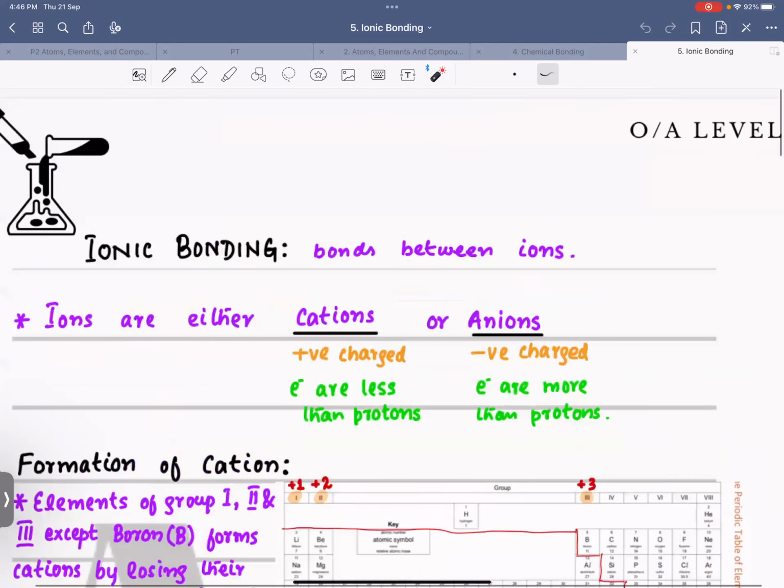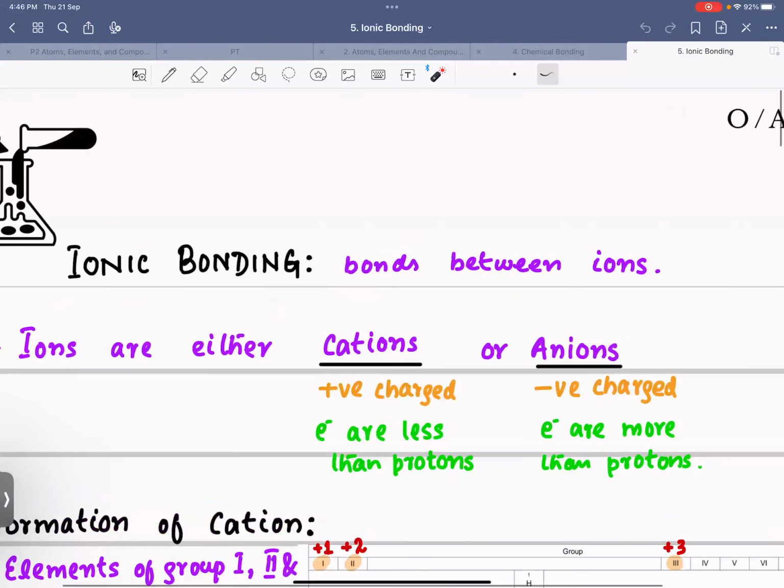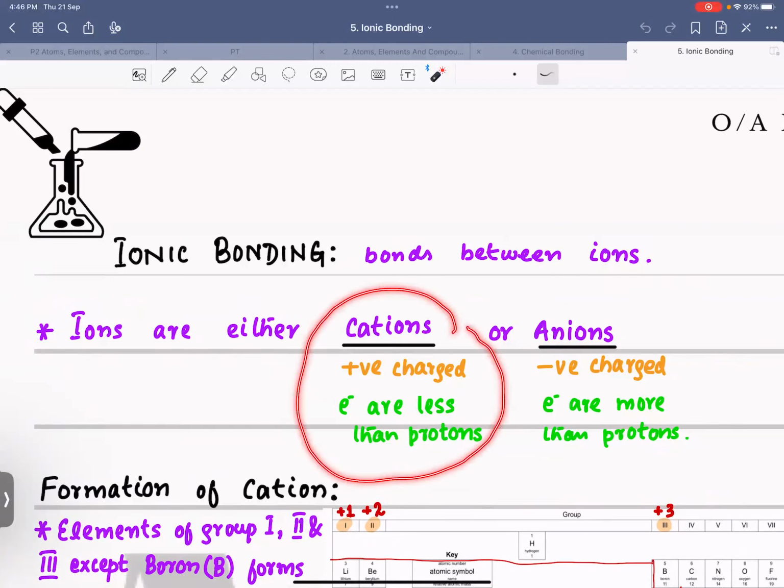So, ionic bond. The name is telling us that it is the bond which is going to exist between ions. And if you recall, we already discussed that ions are either cations with a positive charge, which means they have fewer electrons than protons, or anions, which are negatively charged, having more electrons than protons. Is this clear? Yes.